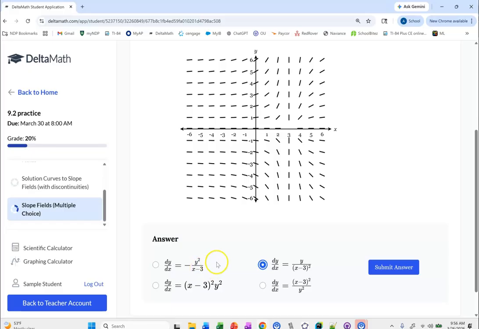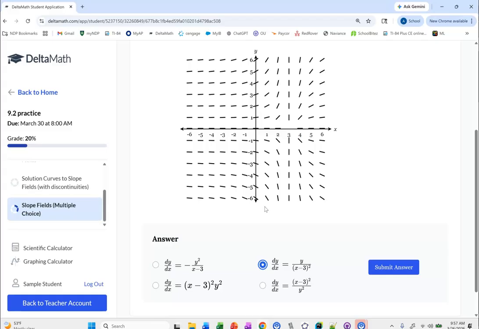So what I would have looked for here is on this one, everything where x is less than 3 should be a positive slope because I'm going to have a negative in the denominator, a positive in the numerator, and then a negative out front. So 2 negatives makes a positive. But if I look at this section over here, I see negative slopes. And this is less than 3.